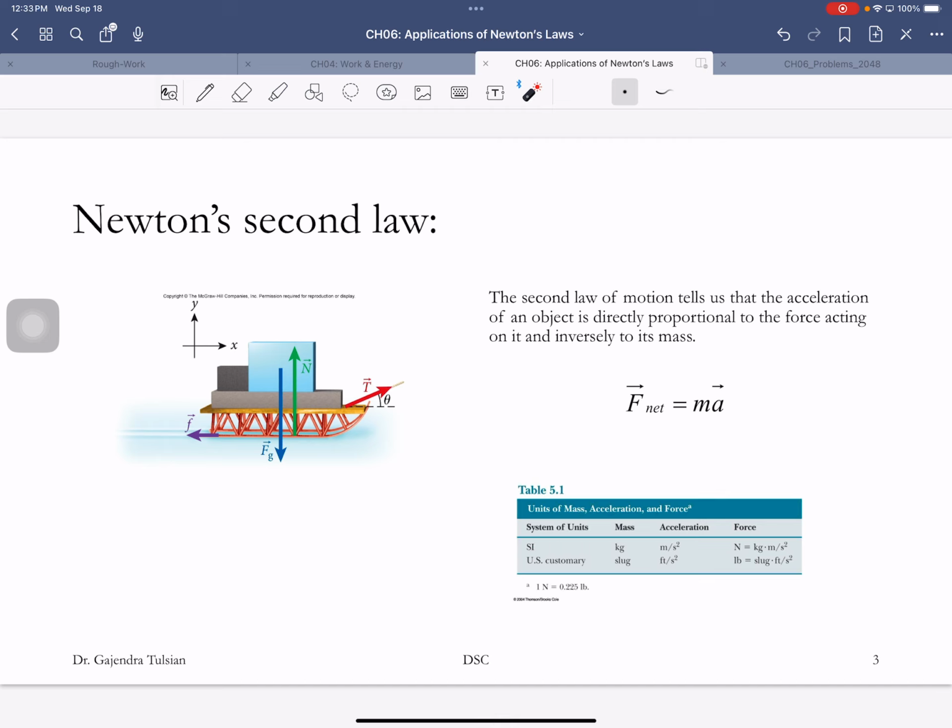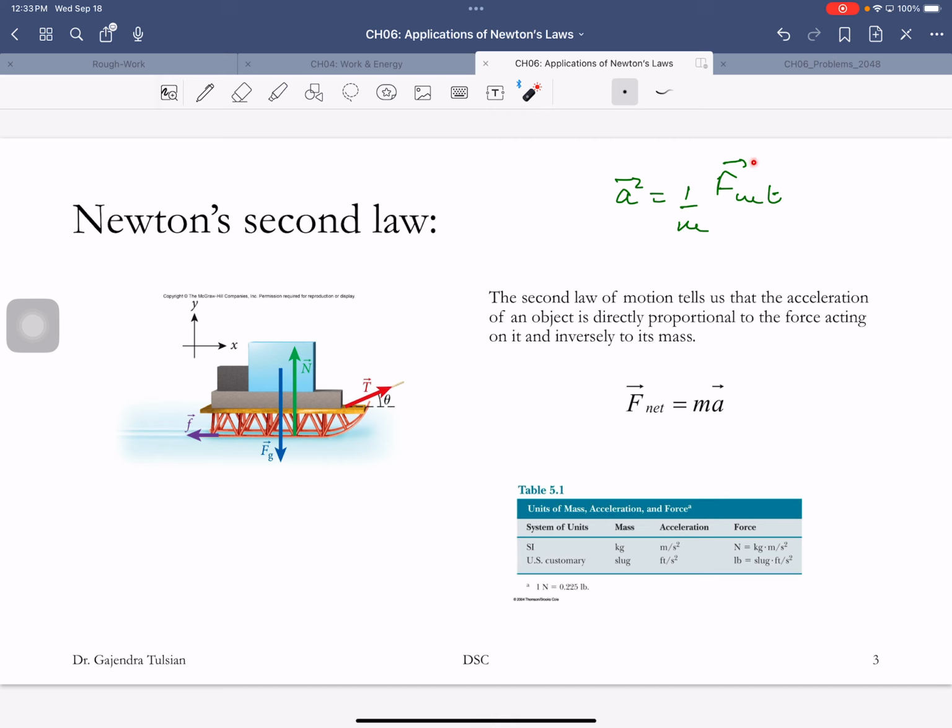Newton's second law says the acceleration is proportional to the net force acting on the object. And the proportionality constant is 1 over the mass. The greater the mass, for a given force, the smaller the acceleration. So this is Newton's second law.